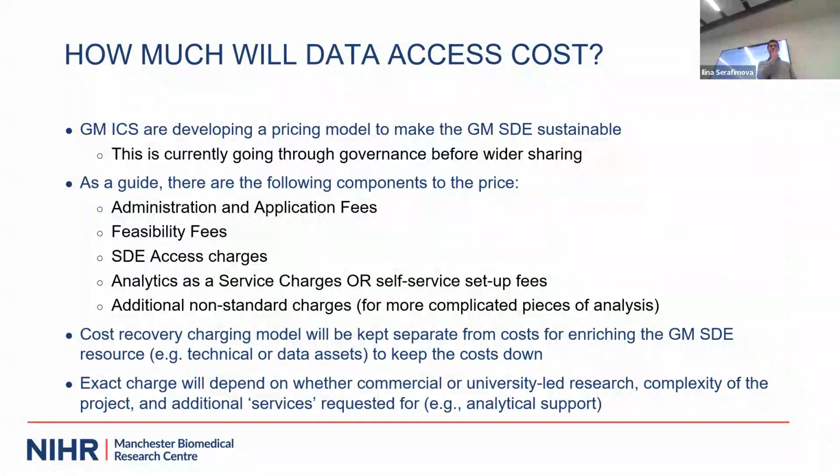Okay, so how much is it going to cost is the obvious question. So my short answer to this is we don't really know at this point in time. So the GMICS are developing the pricing model to be able to guide that, and that's currently undergoing governance before we can share that more widely. As a guide, though, what we're listing here is the rough steps, or breakdown rather, of what the overall price would be. So it very much depends on, again, the complexity of the project, whether you're planning to need analytical support or whether you can do that yourself, etc.